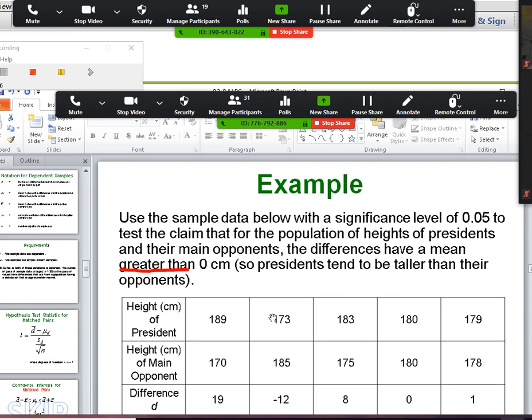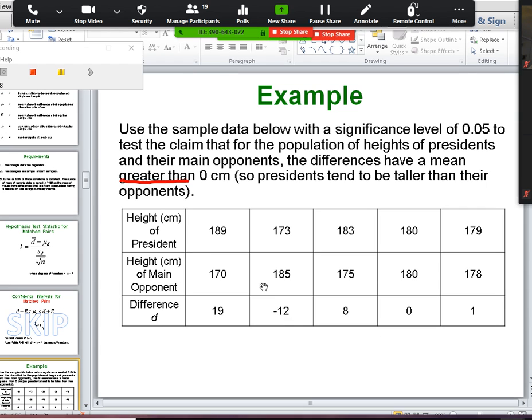Here it is. So here's the presidents. Here's their opponents. Subtract them all and write these numbers in that bottom box. Right. So everybody do that now. Write all these numbers in your box.